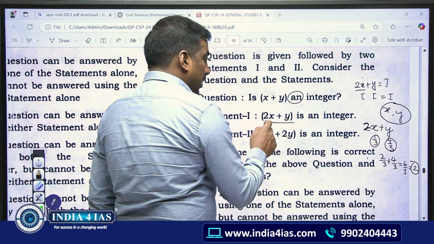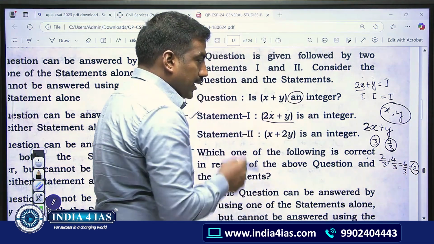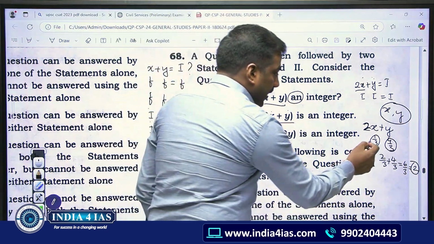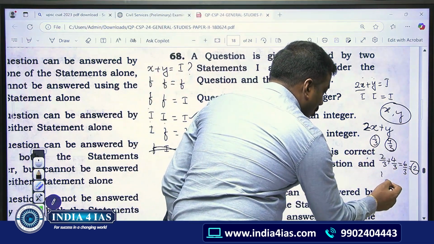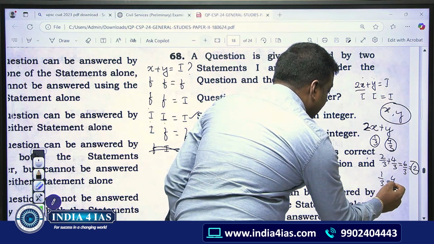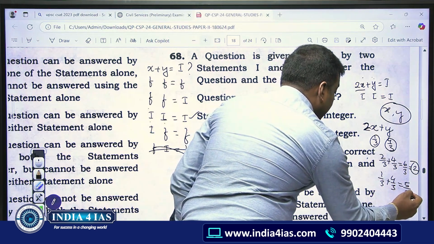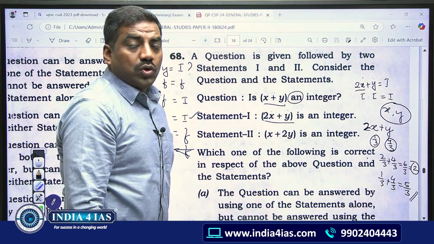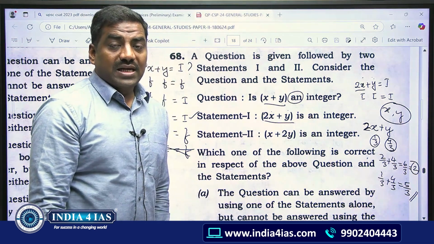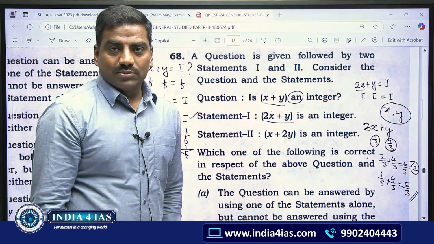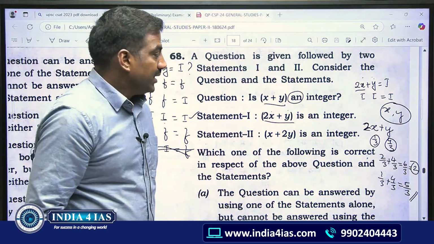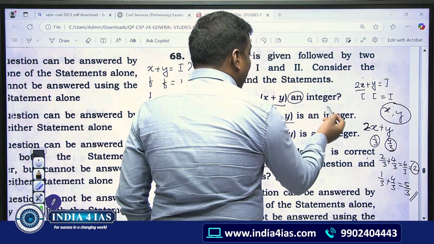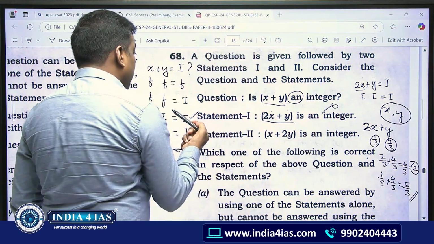So can I tell that when 2x plus y is an integer, necessarily x plus y will be an integer? Here x is 1 by 3 and y is 4 by 3. If I add them, do I get an integer all the time? No. So here I cannot answer whether it is an integer. Not all the time; sometimes it can be an integer, sometimes it cannot. So in this case, I cannot answer this question by statement 1 alone.